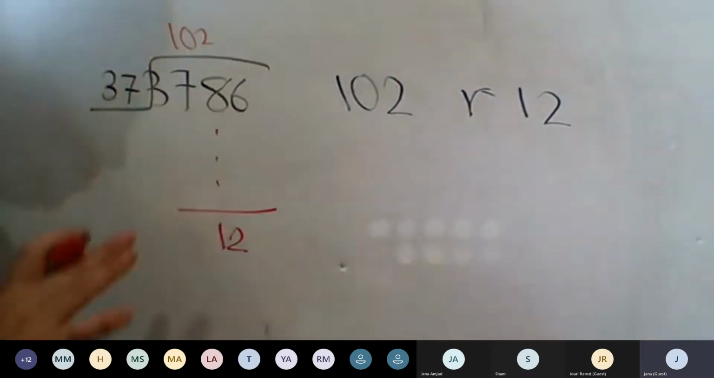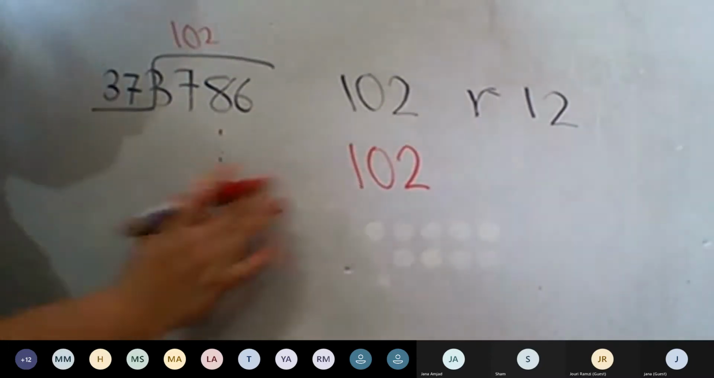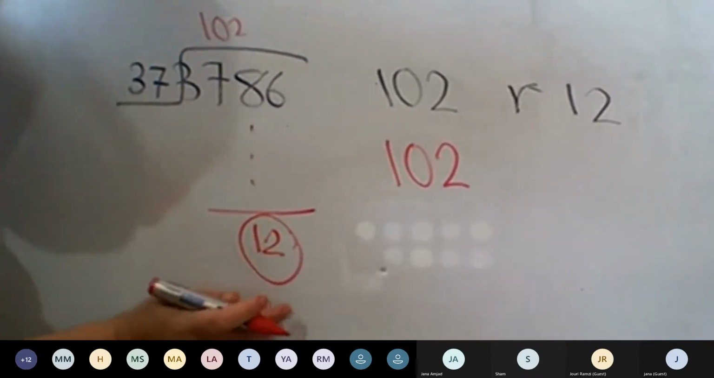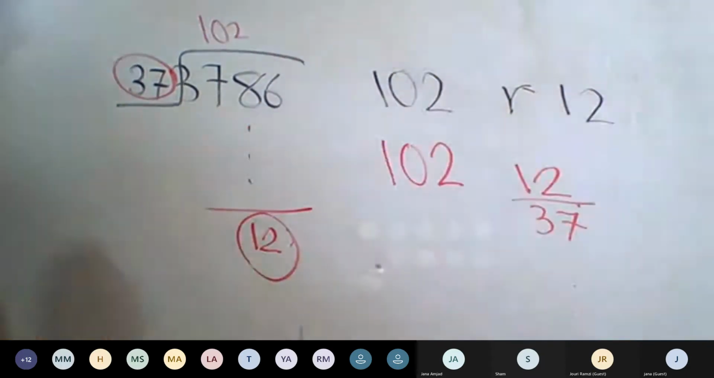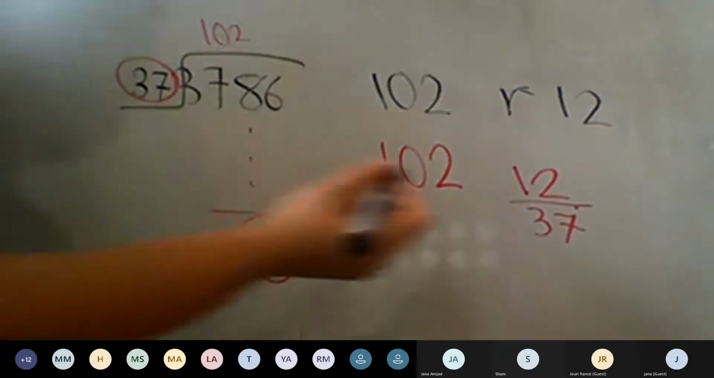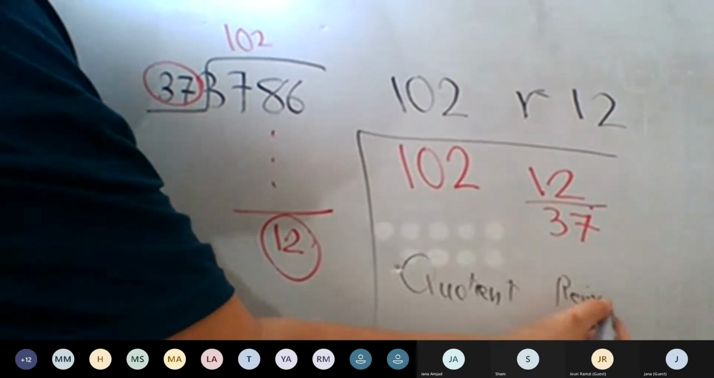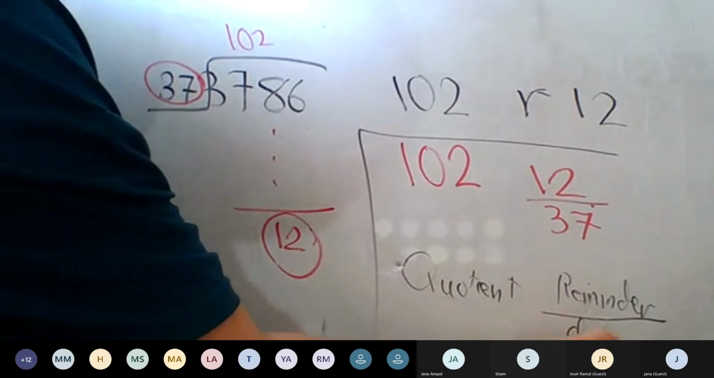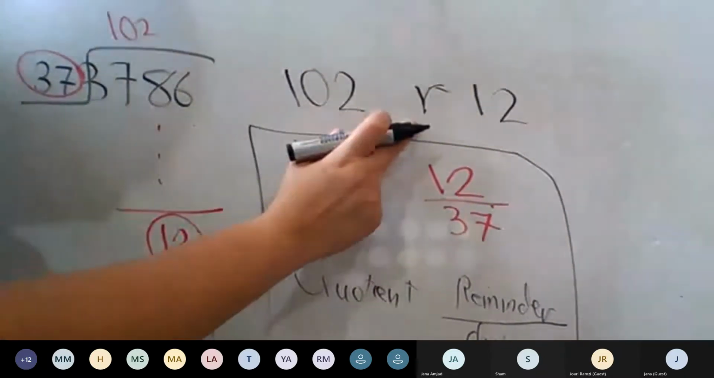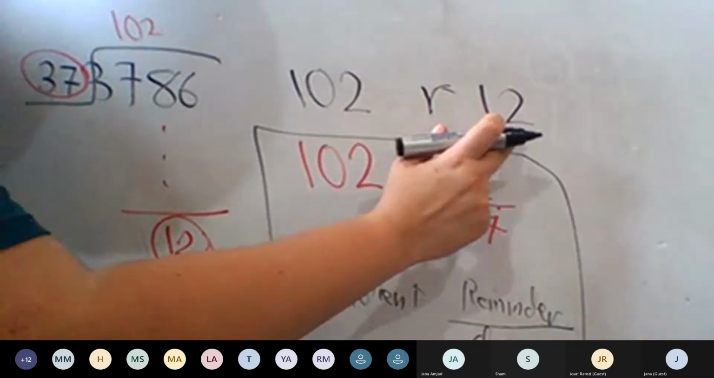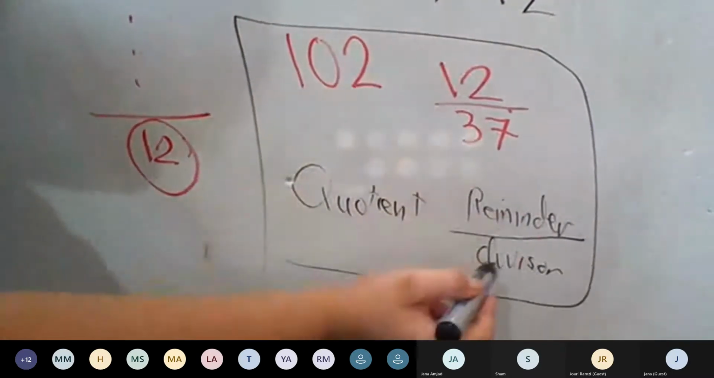Now, there's another way. The other way is that you write 102, then write 12, the remainder, over the divisor, which is 37. What is the formula here? Quotient, and up write the remainder, and down write the divisor. So we have two ways now. One of them, write 102 R12, meaning 102 remainder 12, and the second one, write 102 and the remainder over the divisor.